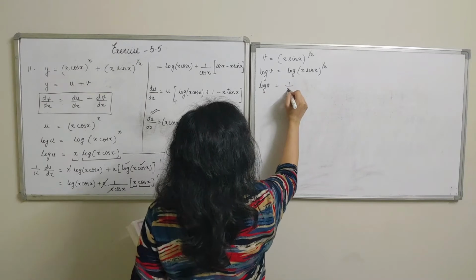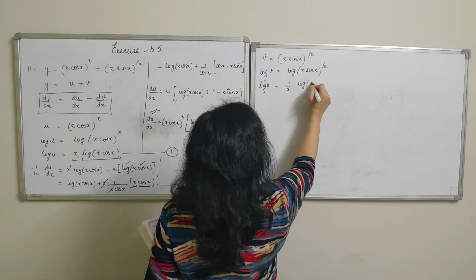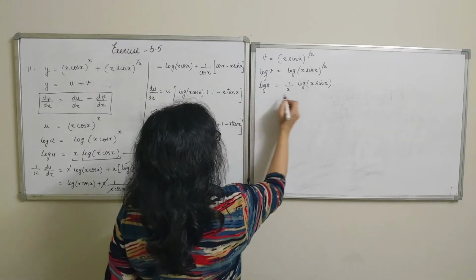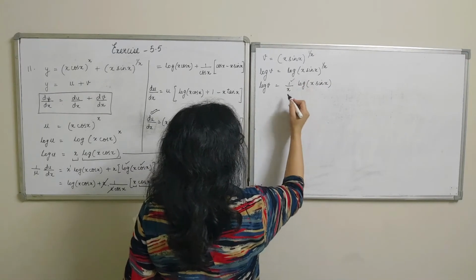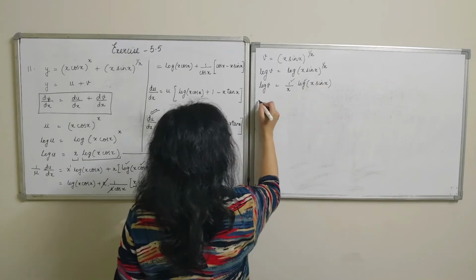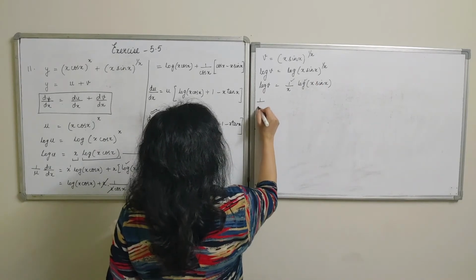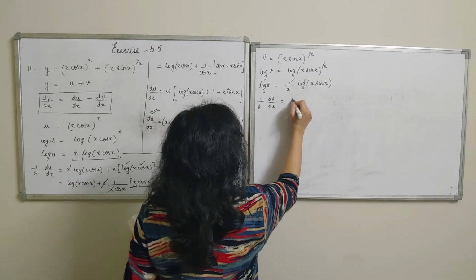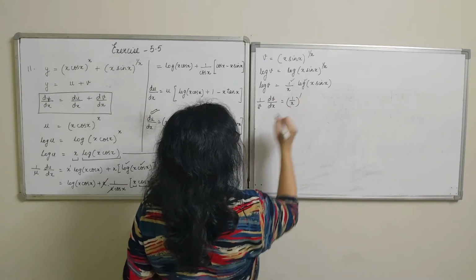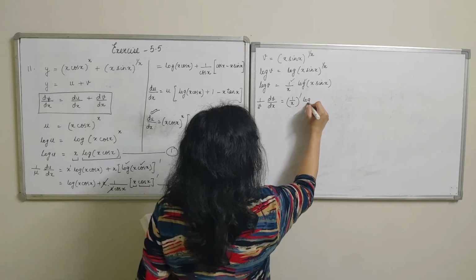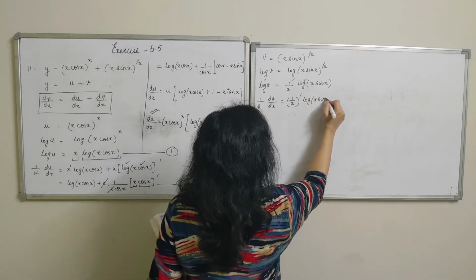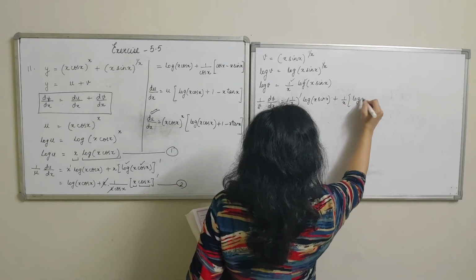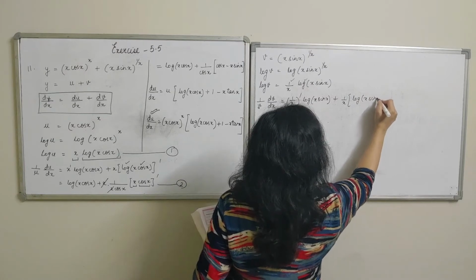So we have here 1 upon x log x sin x. So here we have two functions, one by x and the other is a log function. So the product rule is applicable. Differentiating with respect to x, derivative of 1 by x into log x sin x plus 1 by x into derivative of log x sin x.